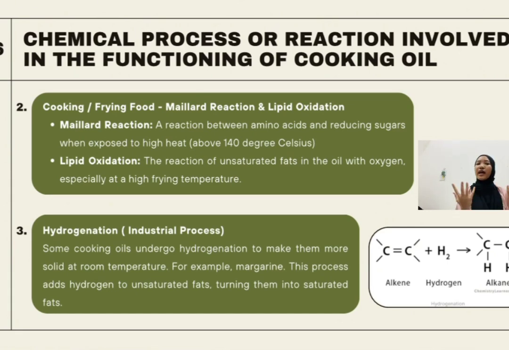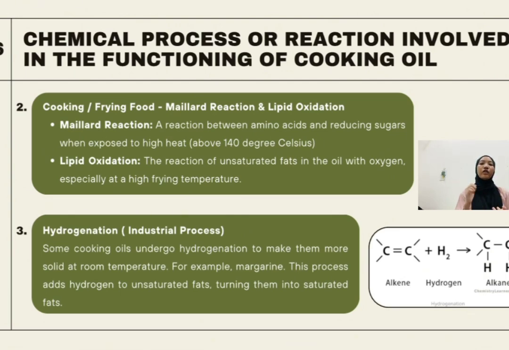So what exactly happens during hydrogenation? Unsaturated fats have one or more carbon-carbon double bonds in their structure. These double bonds make the fats liquid at room temperature. During hydrogenation, hydrogen atoms are added to these double bonds, converting them into single bonds. This turns the liquid oil into a more solid or semi-solid fat.